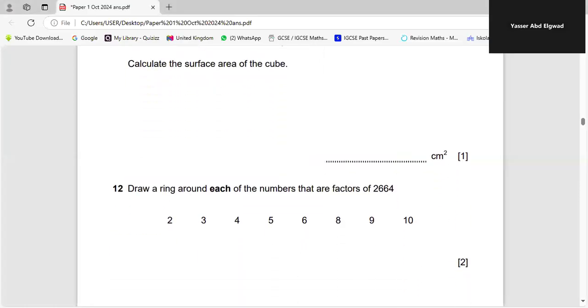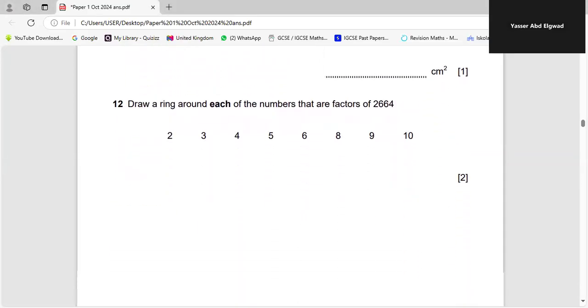The next one, number 12. Draw a ring around each of the numbers that is a factor of this huge number, 2664. How do we know it? You have to know the divisibility. Factor means divisible. You can say 10 is equal to 5 multiplied by 2. Here 5 is called a factor, and 2 is called a factor. So 2 and 5 are called factors.